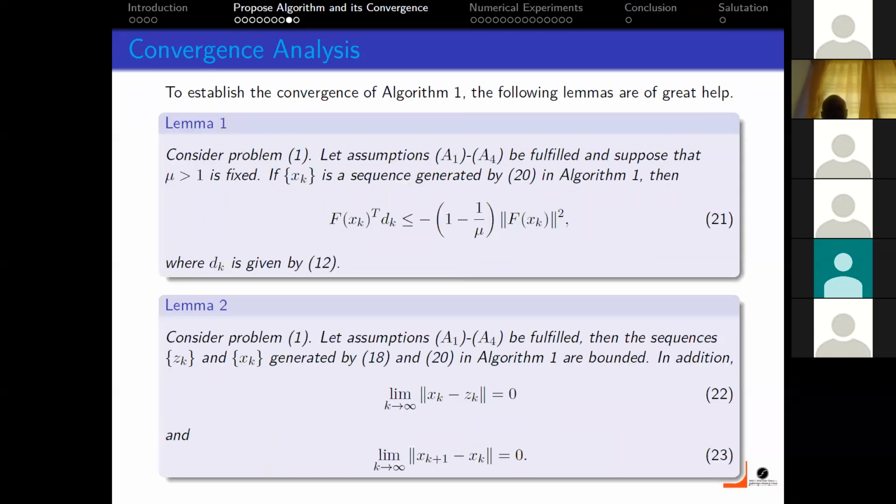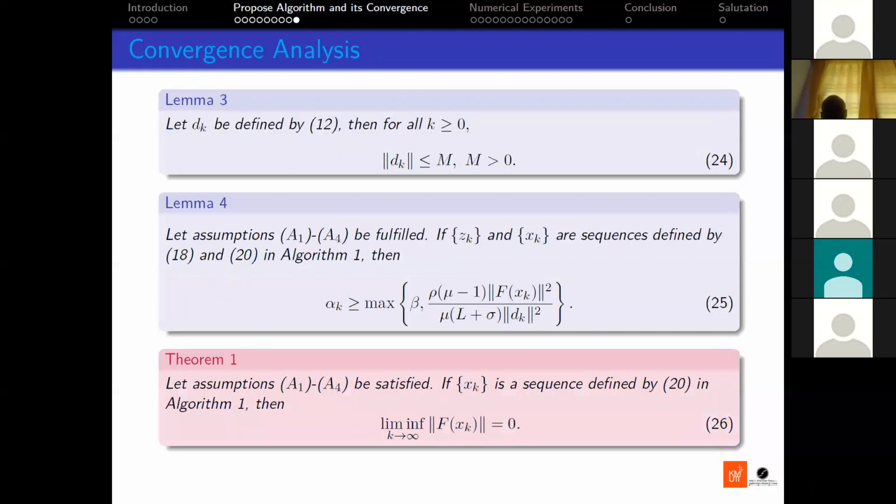Under those assumptions, we are able to show that this first lemma shows that the direction is descent. The second one is useful because, in that lemma, we are able to show that the norm of the function F(x_k) is bounded, F(z_k) also is bounded, and x_k is bounded.